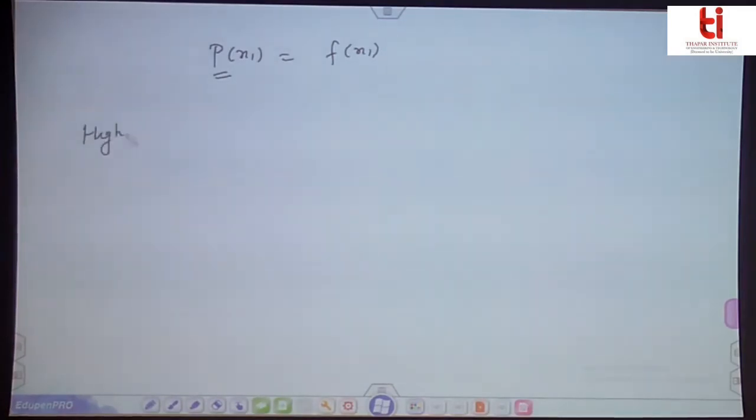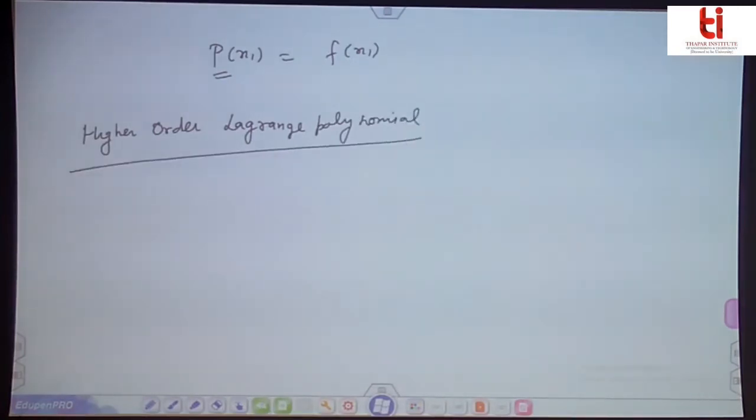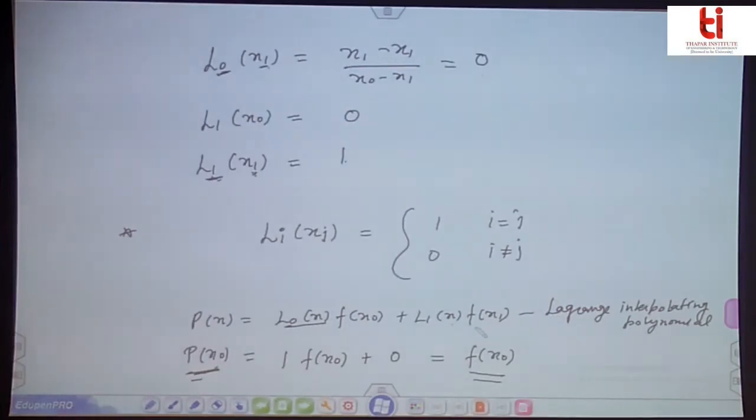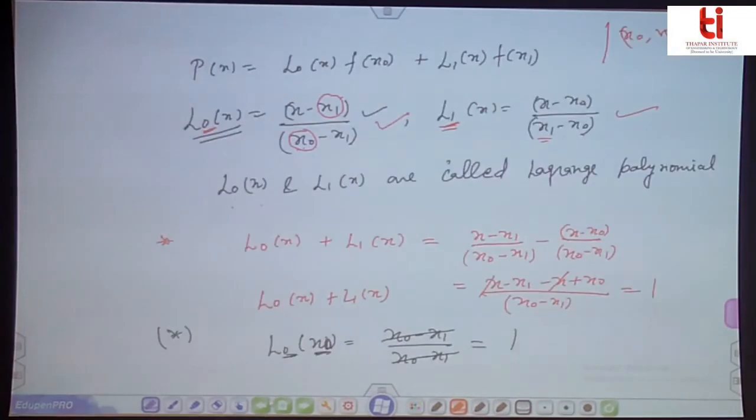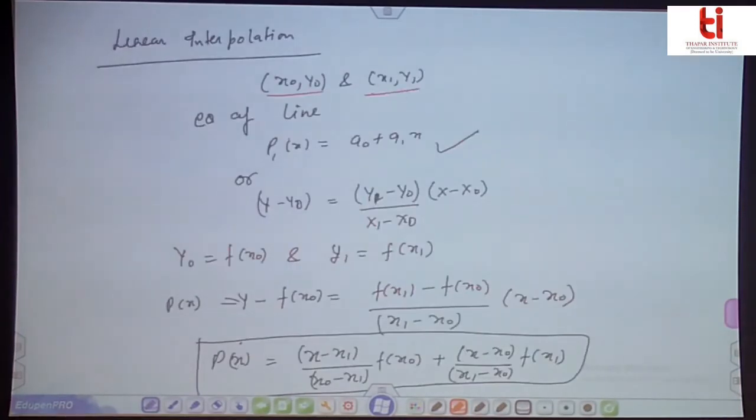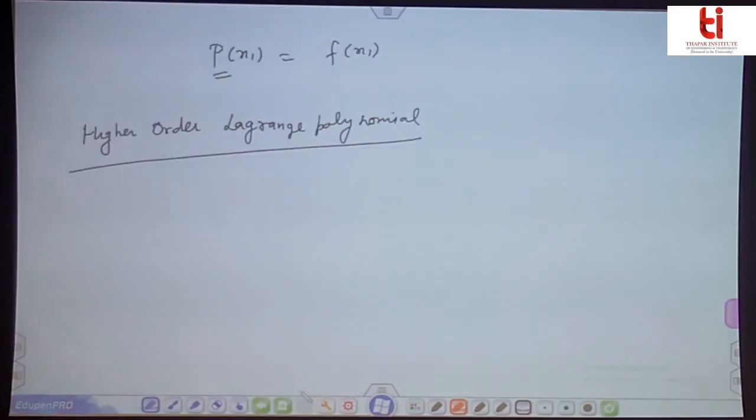Next is higher degree, higher order Lagrange polynomial. For the linear case, we are getting Px equal to L0 f x0 plus L1 f x1. We can write it here as summation Lix f of xi, i equal to 0 to 1. In this case we were having 2 data points. When we are having 3 data points, then we are having a parabola.